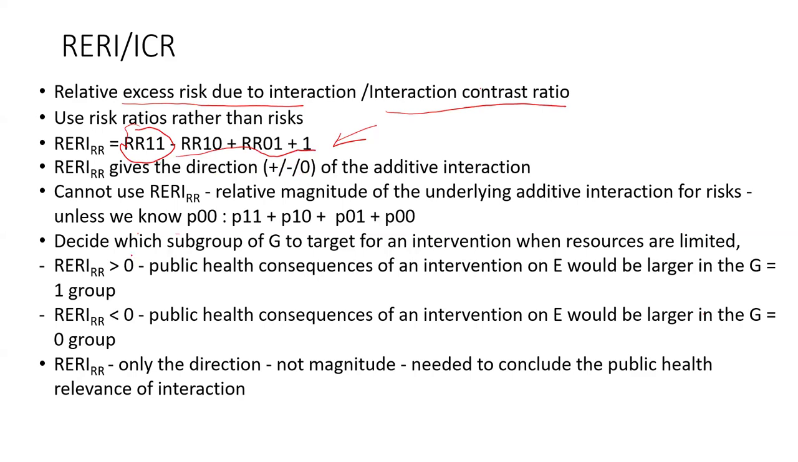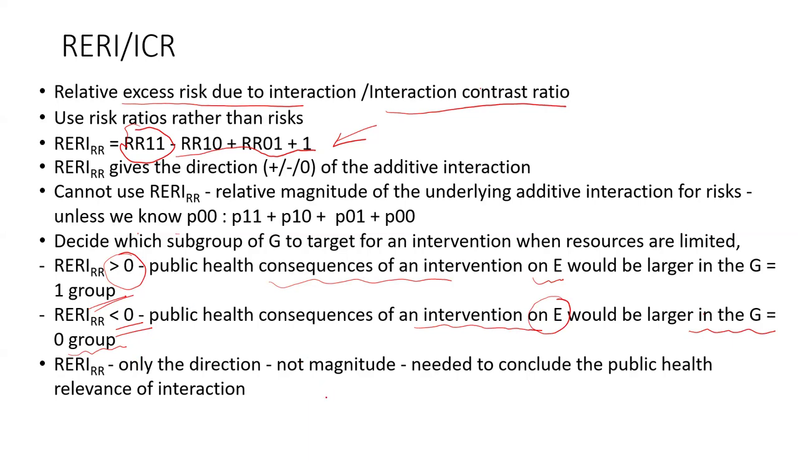If your RARI is more than 0, it means the public health consequences of the intervention on one of the exposures would be large for the group which has the other exposure also. And if RARI is less than 0, it means your intervention on one exposure should be focused on the group which does not have the second exposure. So this interaction too has public health consequences.